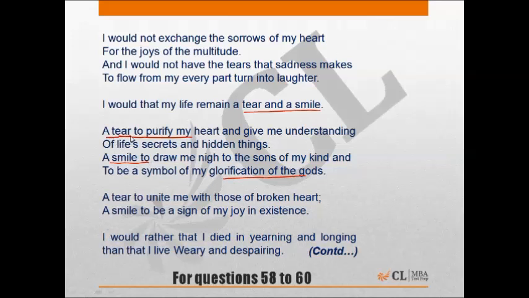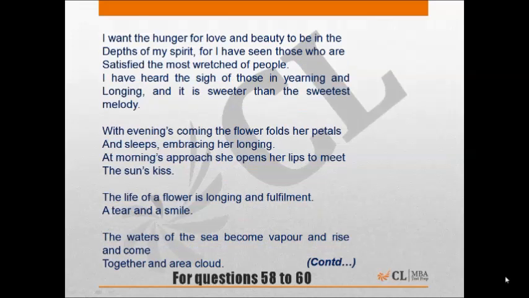So for him, both of them are extremely important. Then it talks again about a tear to unite with broken hearts, a smile to be a sign of my joy of existence. So there is a place for both of them, and both of them are important from the poet's point of view. And this thought continues as we go forward, when he is talking about the positives throughout. I don't see a sign of despair. In fact, it is something one would look forward to. Even where there is something negative involved, he is looking at the positive aspects of those supposedly negative things.